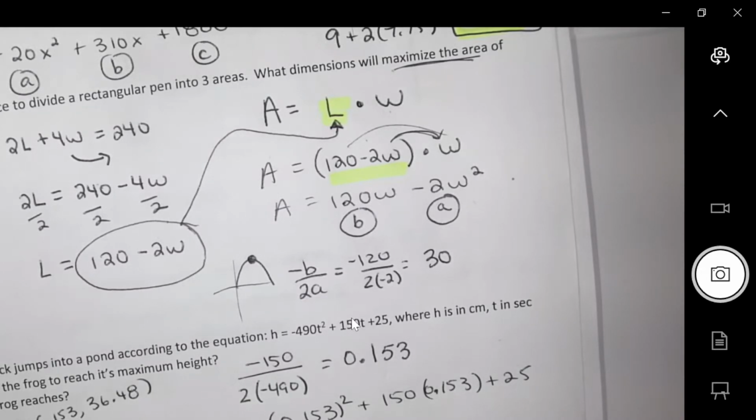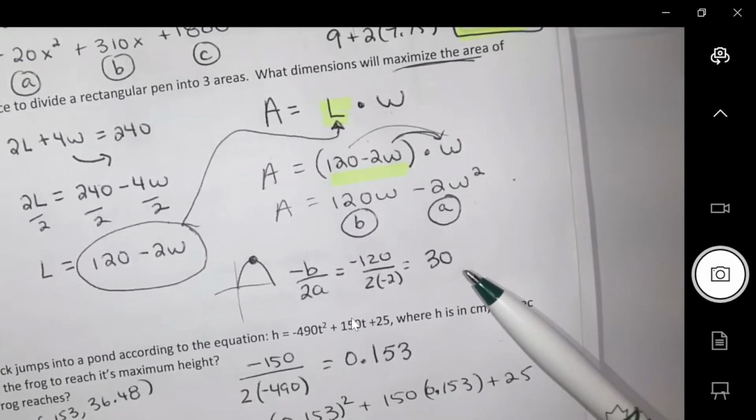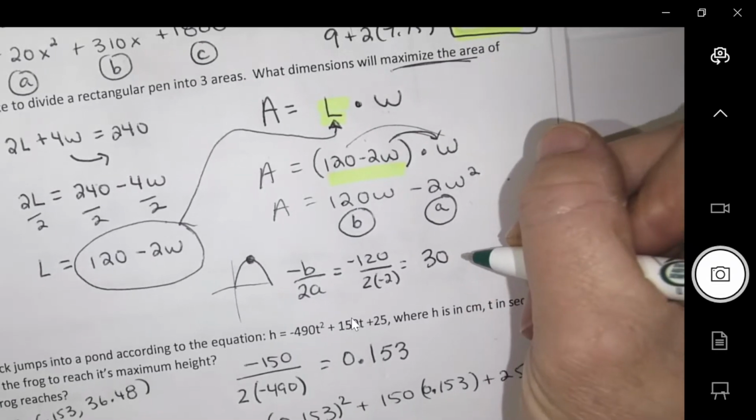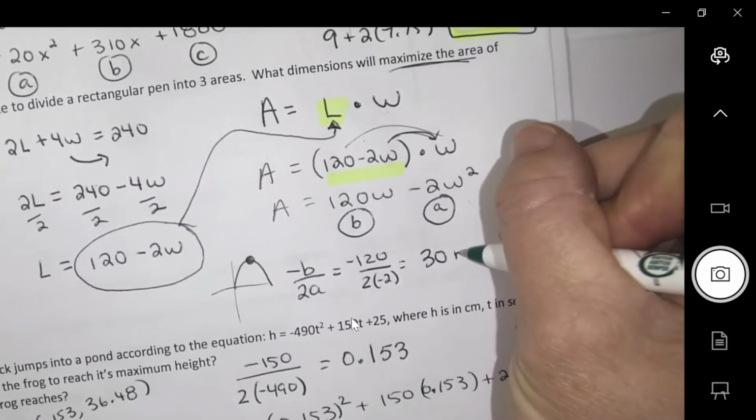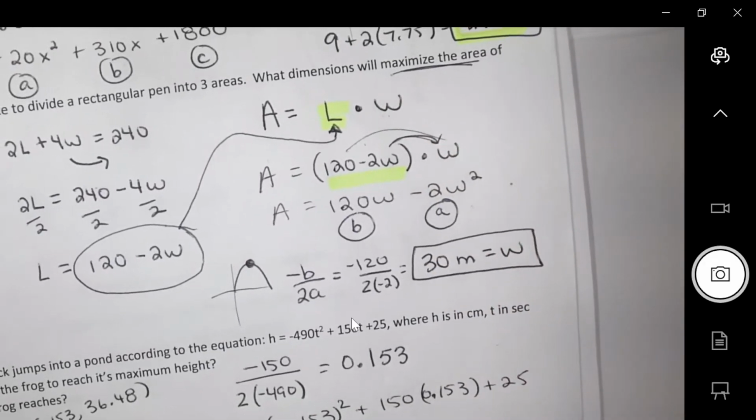Okay, so 30 is the x part. Oh, but it's not x. I don't even have an x. So instead of x, it's what letter? So 30 meters is the W. That's the width of this rectangle. That's what I know now.